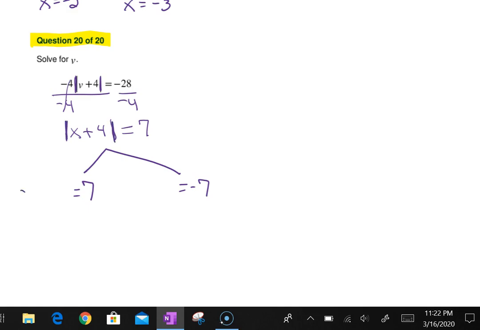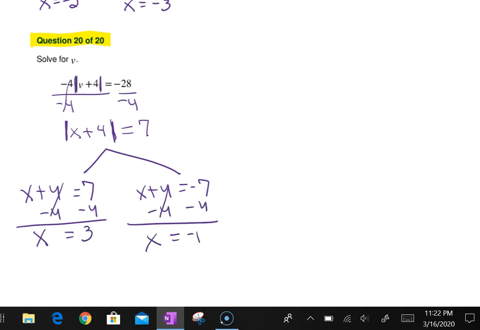So I keep the x plus 4 as it is, and I subtract 4 from both sides and solve both equations. x could be 3, and x could be negative 11.